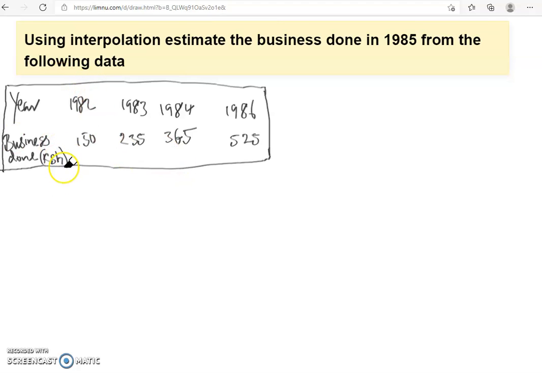In today's video, we are going to use the interpolation method to estimate the business done in 1985 from the following data. The data given below in the table shows us the year and the business done. Of course, the amount made was in Kenyan shillings.